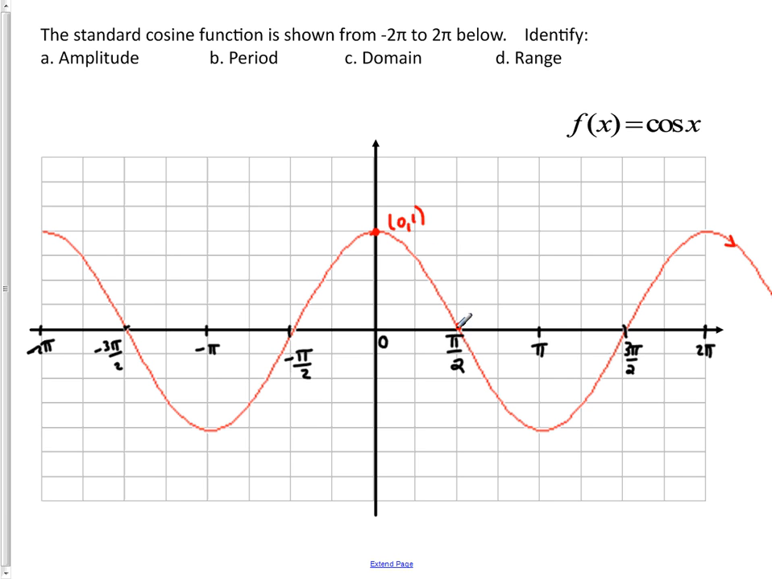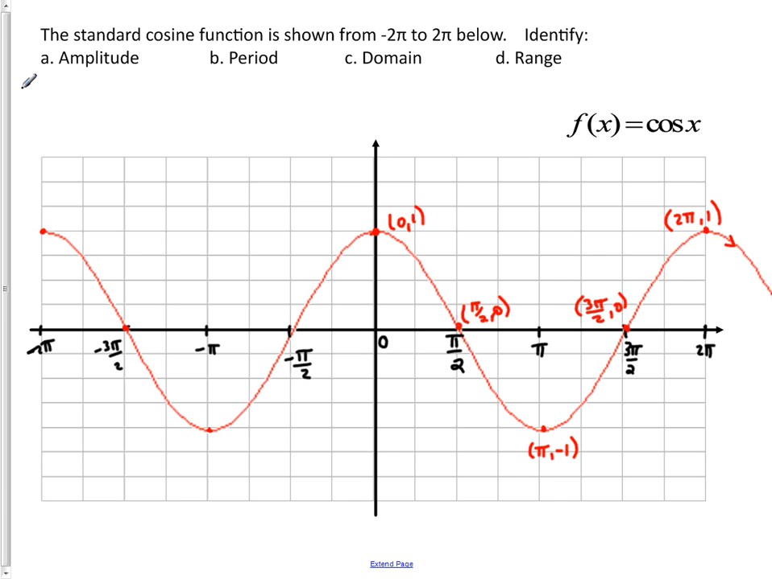We'll note that at pi over 2, we're down to 0. At pi, the y value goes to negative 1. And at 3 pi over 2, we're at 0. And finally, at 2 pi, we're back up to 1. And you'll notice this repeating pattern off to the left at every single one of our points, negative 1 at negative pi, 0 at negative 3 pi over 2, positive 1 at negative 2 pi. So what could we say about it?